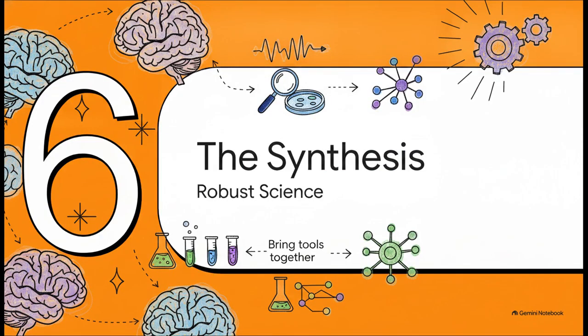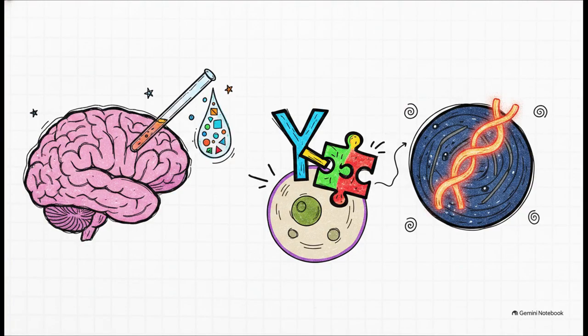Section 6. The synthesis. Neurochemistry and robust science. Well, we're reaching the end of our explainer today, and it's time to bring all these fantastic tools together. The final pieces of our toolkit teach us about neurochemistry. If we want to know what chemicals are floating around in the brain, we use microdialysis to collect extracellular fluid. If we're hunting for specific proteins, we use immunocytochemistry with labeled antibodies. To see exactly where a specific gene is actively turned on, we rely on in situ hybridization. And to identify exactly which neurons were active immediately before our analysis even began, we measure the FOS protein.